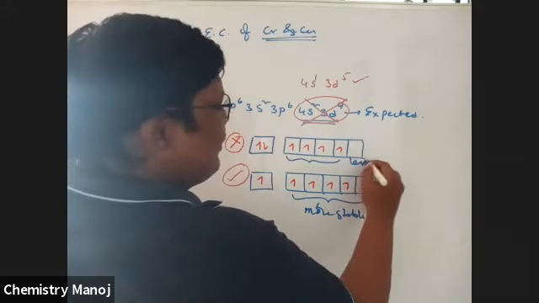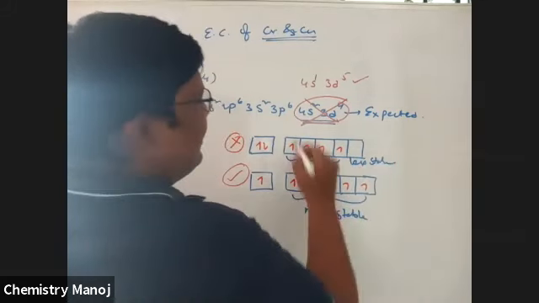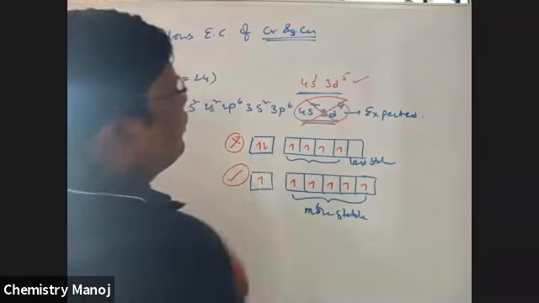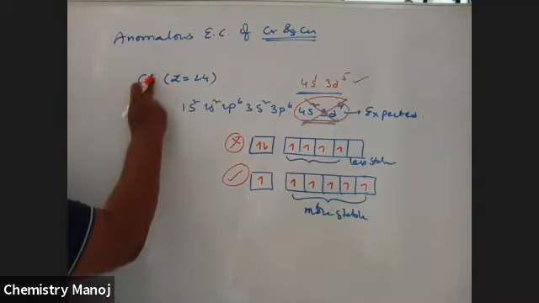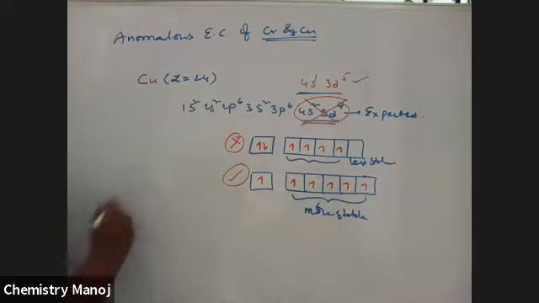This is less stable. That is right. So for chromium, the electronic configuration is 4s1 3d5. Just like chromium, that is copper also. So if it is taken as copper, its atomic number is 29.